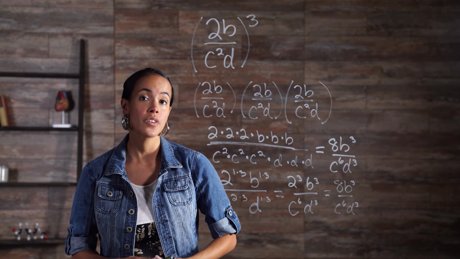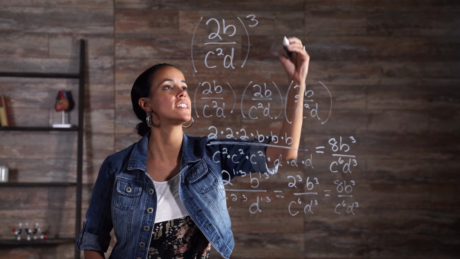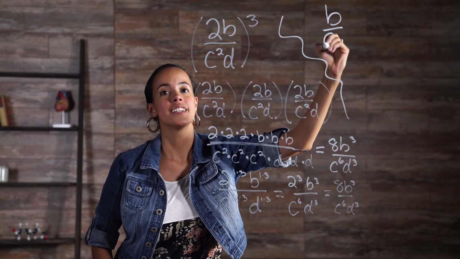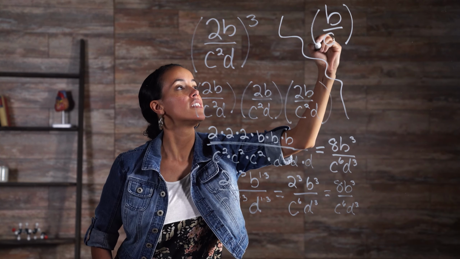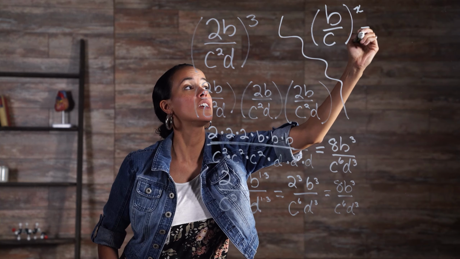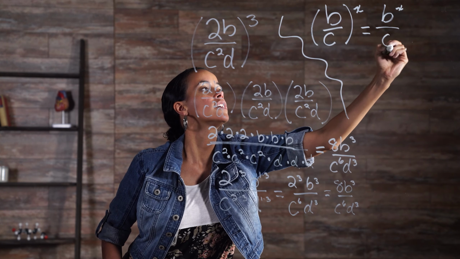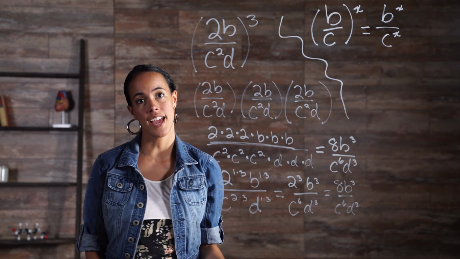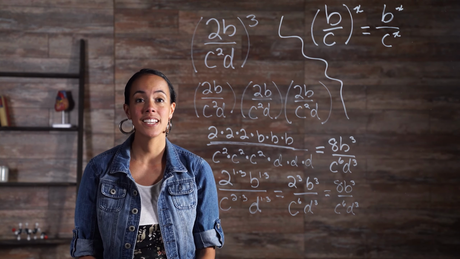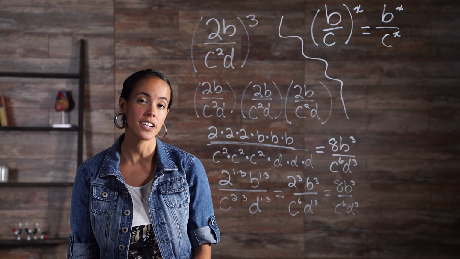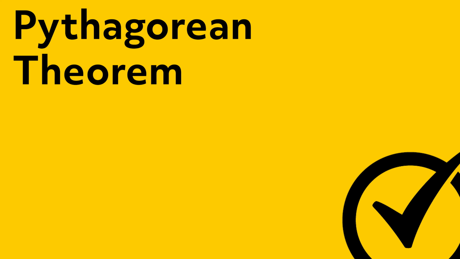The general rule for the power of quotient property is b over c to the x equals b to the x over c to the x. As you can see, these rules are essential in simplifying expressions within our work with various algebraic functions.